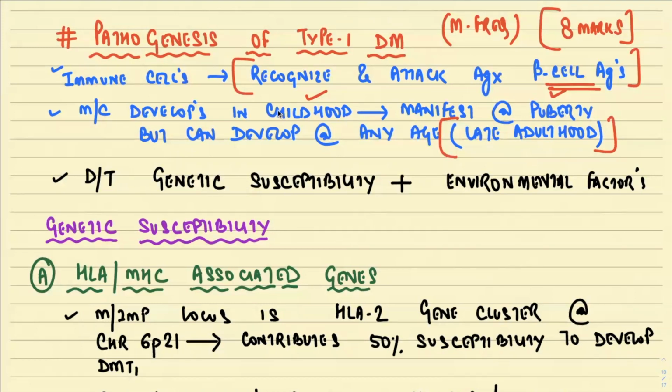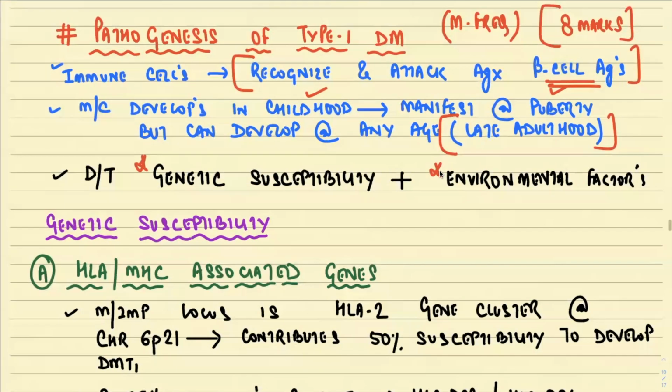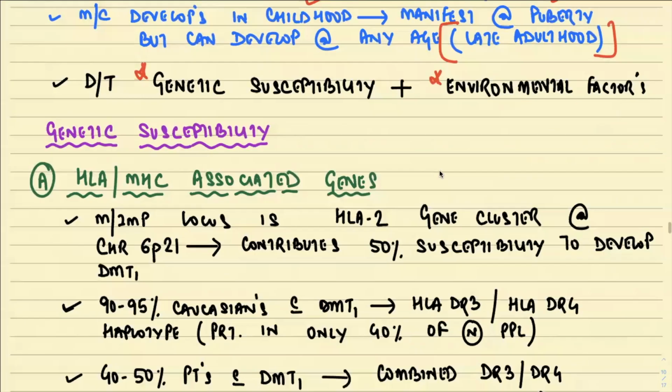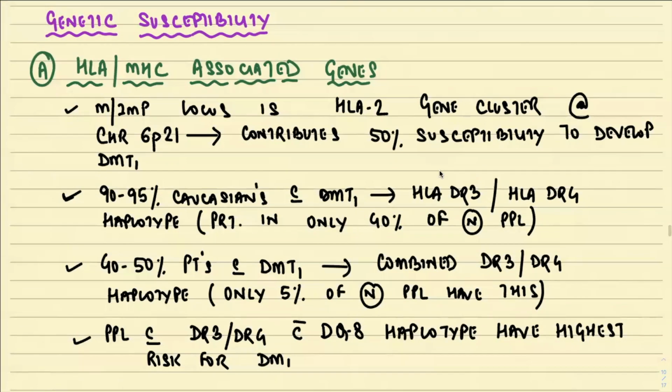Now, there are two important factors over here which contribute to the pathogenesis of type 1 diabetes mellitus. One is genetic susceptibility, another is environmental factors. So coming to the first factor, genetic susceptibility, it can be divided into two parts. Some of the genes are HLA or MHC associated. Some of them are non-HLA or non-MHC associated. So the most important locus of the HLA, locus means the address, okay, which is the most common location, the most common cluster of genes which are involved.